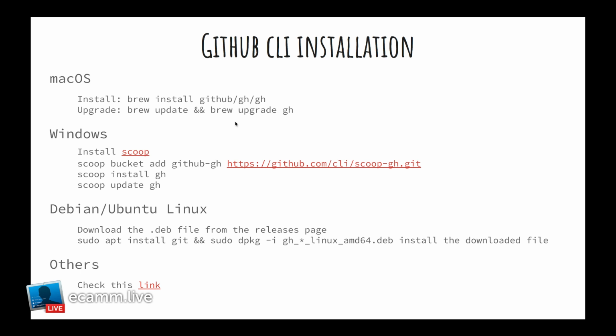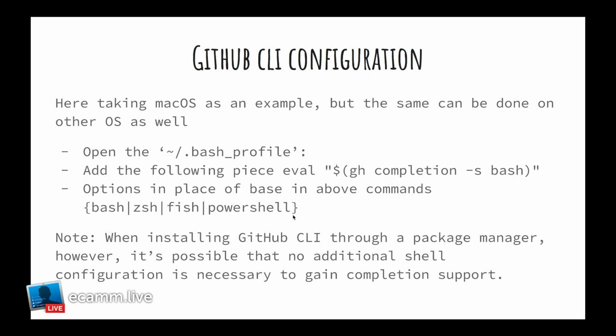Okay, so if you are on Windows, then you can first install Scoop, and using Scoop you can install the GitHub CLI. And there are also different options available for different distributions of Ubuntu. I'll be sharing this deck in the description of this video, so you can go through that.